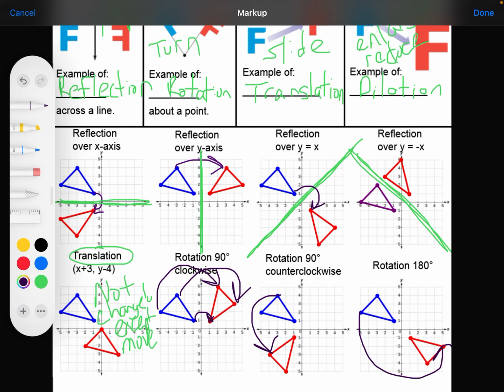On any type of quizzes or tests, though, we are going to keep it to the simple ones: the reflection over the x and y axis, a translation, and if you have to recognize it, just turning it 90 degrees to the left, 90 degrees clockwise or 90 degrees counterclockwise.